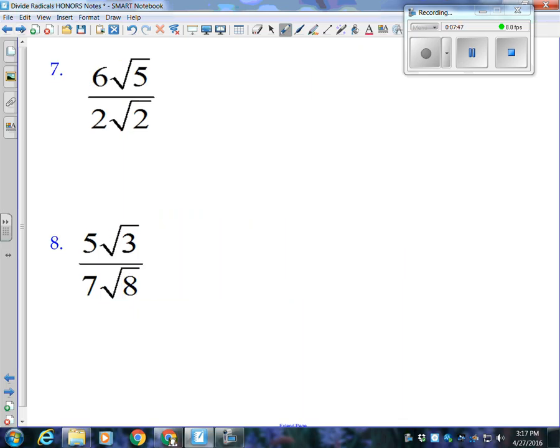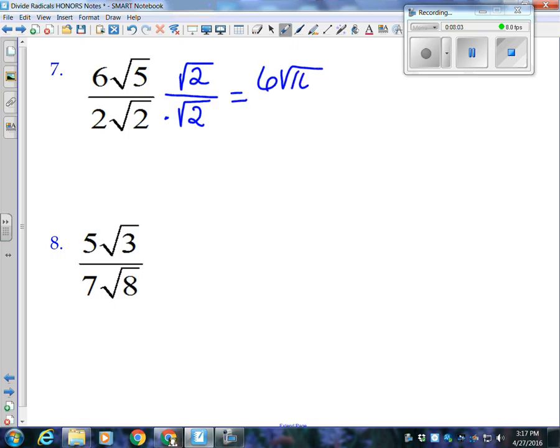So, number 7. What would I multiply by to make the square root of 2 a perfect square? And the answer is another square root of 2. So if I multiply by the square root of 2 on the bottom, I'm going to multiply by the square root of 2 on top. Multiply the top, multiply the bottom.